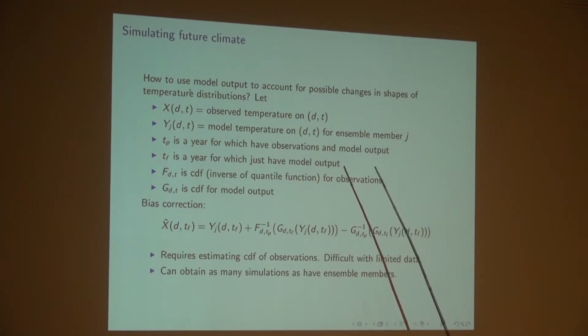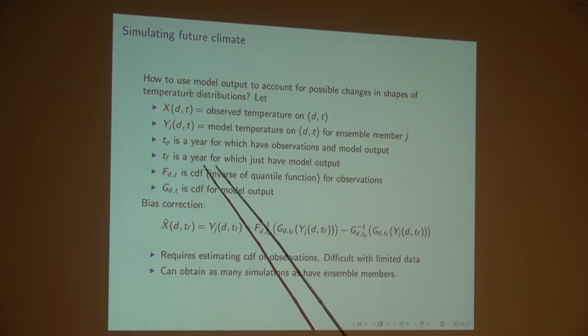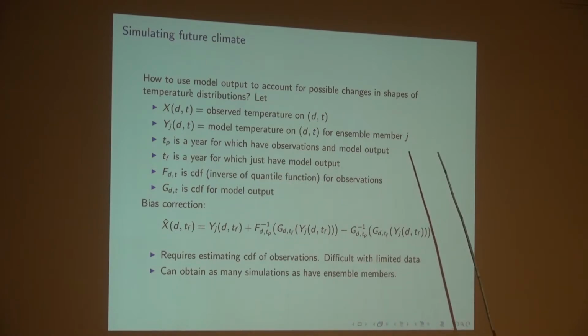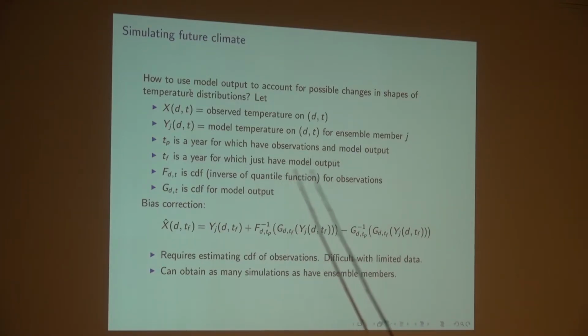Let's write TP, so P is kind of for present. That's a year for which I would have both model output and observations, and TF would be some future year for which I have only model output and not observation.